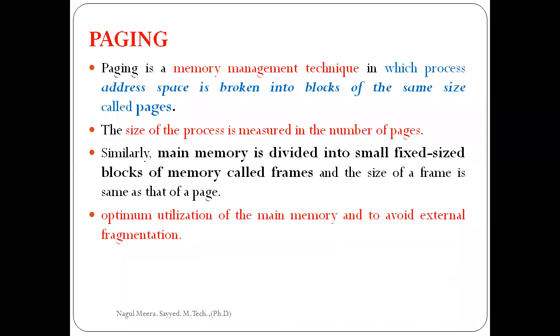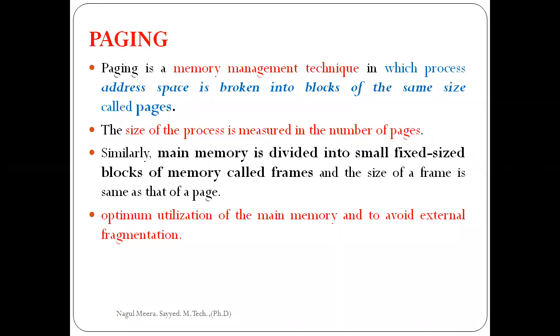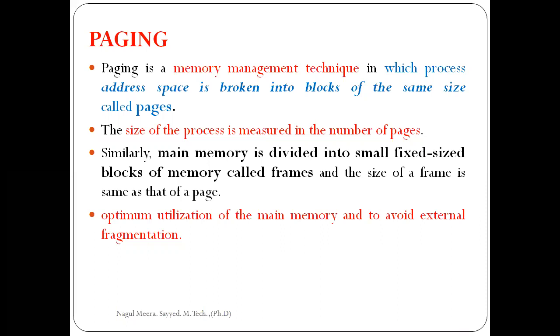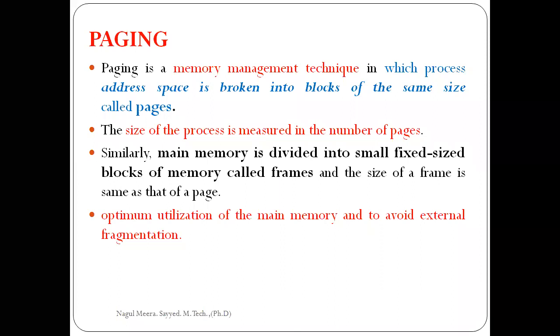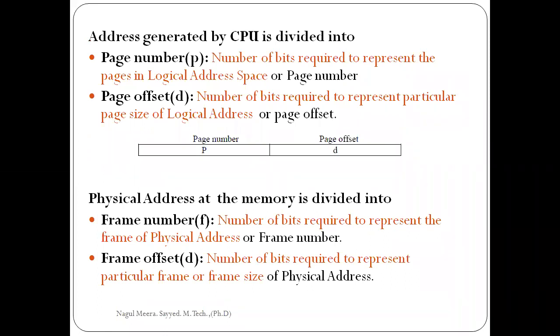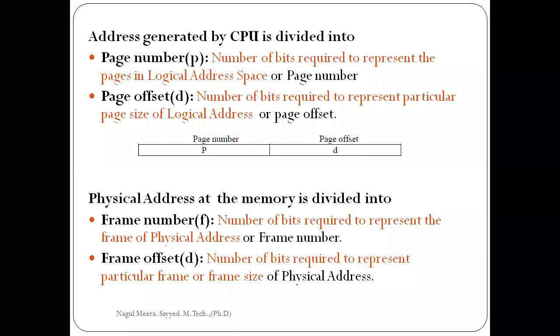What is the definition of paging? Paging is a memory management technique in which we break the process address space into blocks of the same size, and the size of the process is measured in the number of pages. Similarly, main memory is divided into small fixed-size blocks called frames, and the frame size is equal to the page size. With the help of paging, we optimize main memory and avoid external fragmentation. Let us discuss how this happens. At the process level, there are two types of addresses: first the physical address, next the logical address.